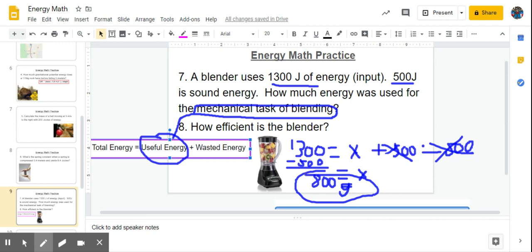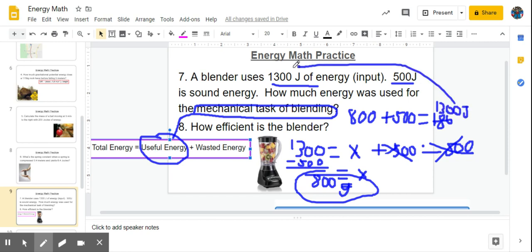The energy for the mechanical task of blending was 800 joules. I can check my work because I know that my useful amount, which was 800, plus my waste energy, which was 500, must equal the total input. And when I do that, I end up with 1,300 joules, which was the number I started with. All right, that's number 7. Number 8 is in a different video.